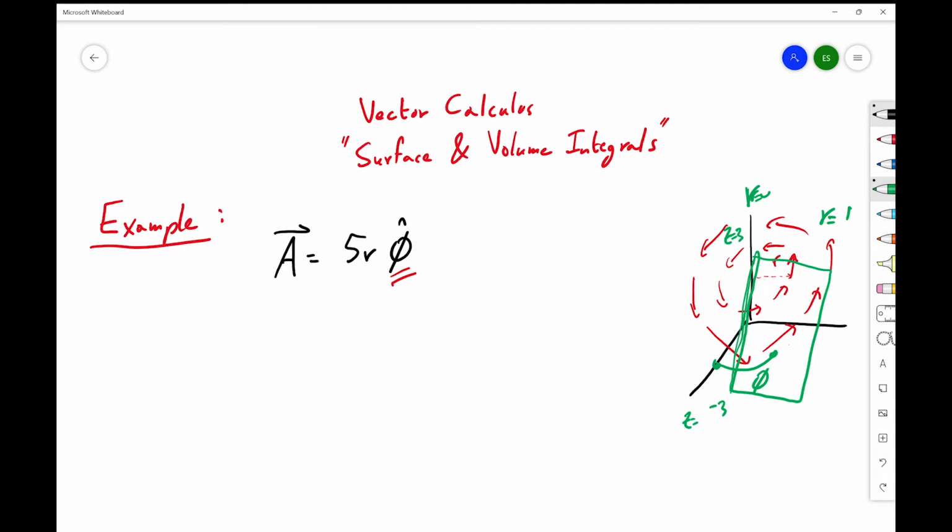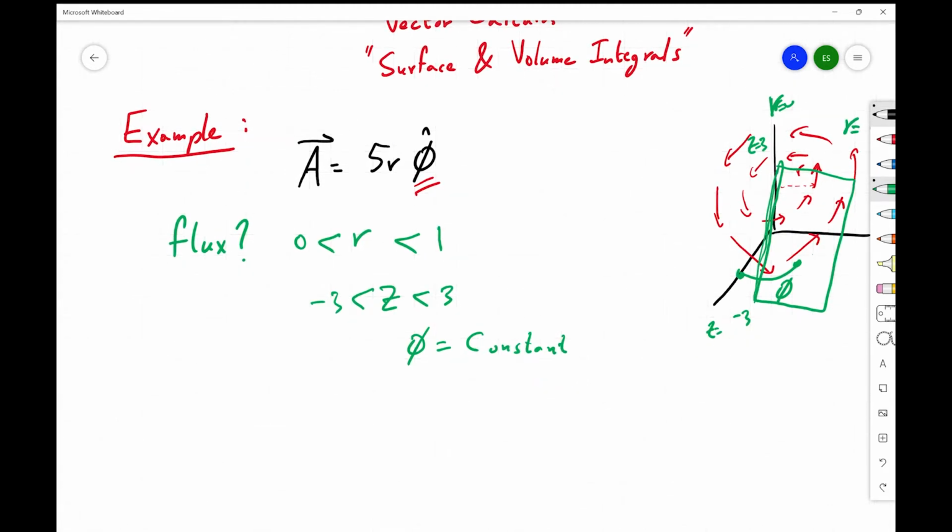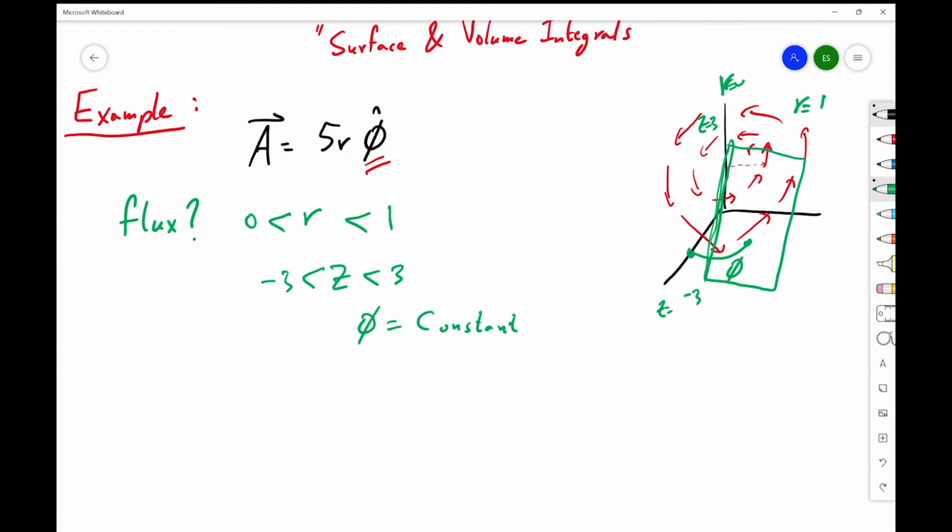The word we use for this sort of flow is flux. So what is the flux through the surface? The surface is r larger than 0, less than 1, z larger than minus 3, less than 3, and phi is constant. So this is a surface integral. We're summing on a surface A dot dS.